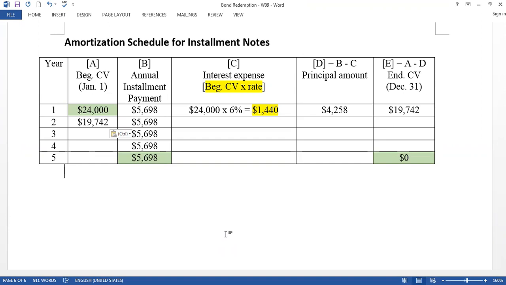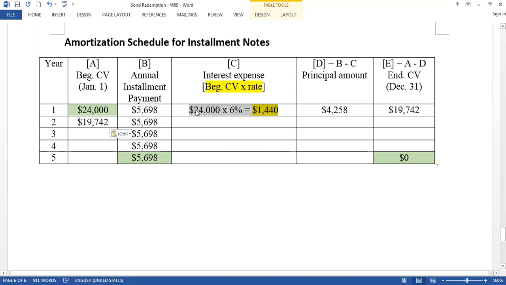$19,742. Now this is our beginning liability of year 2. From here, we are going to pay 5,698. So why is it called an installment note? Because every year the installment amount is similar. So from this money, $5,698 is going to be paid. Now this money includes some part interest, some part principal amount.